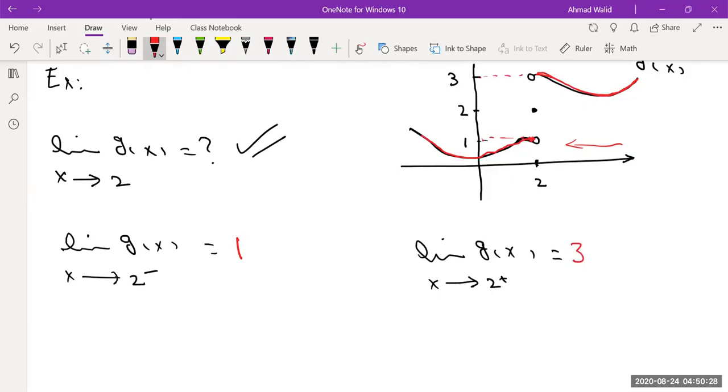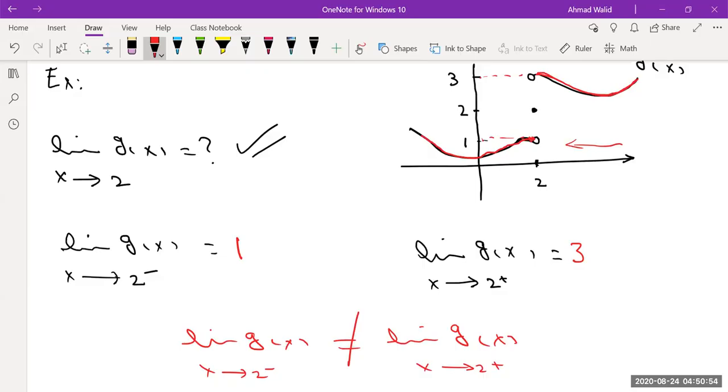How much is the value of this point? 3. Now, question: are the left-handed and right-handed limits equal to each other? Can I write the limit of g of x as x approaches 2 from the left is equal to the limit of g of x as x approaches 2 from the right? No, they are not equal.